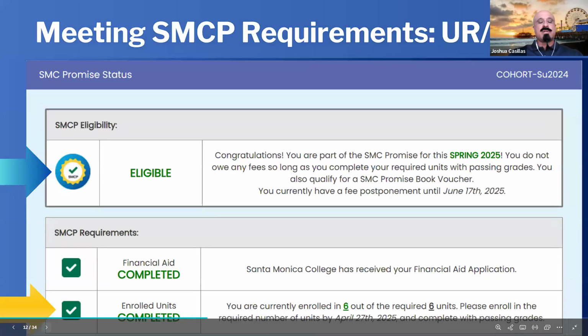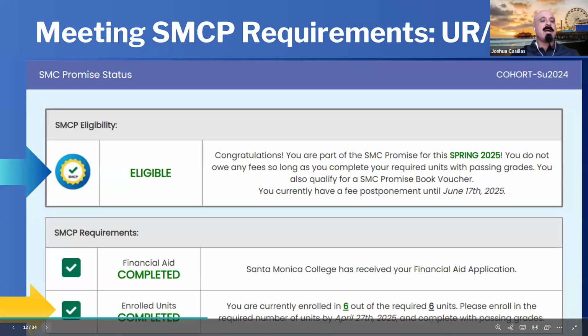Same information here. This student is part of the DSPS, or the Center for Students with Disabilities. They have a unit reduction. Their full-time requirement is 6 units. This student is meeting their 6-unit requirement and it informs them, please enroll by April 27th and complete with passing grades. Once again, April 27th for this spring semester is the requirement deadline.